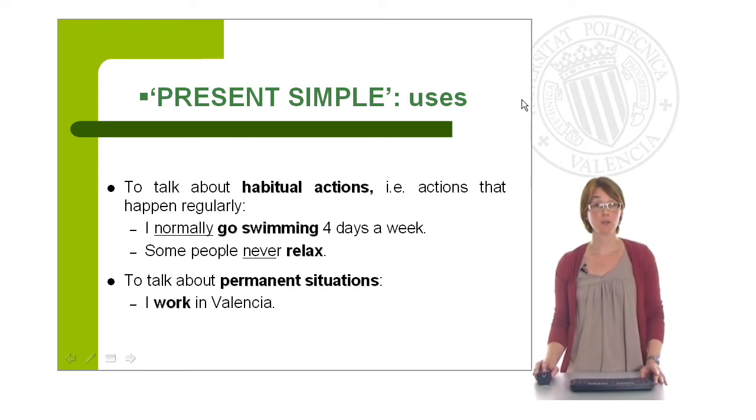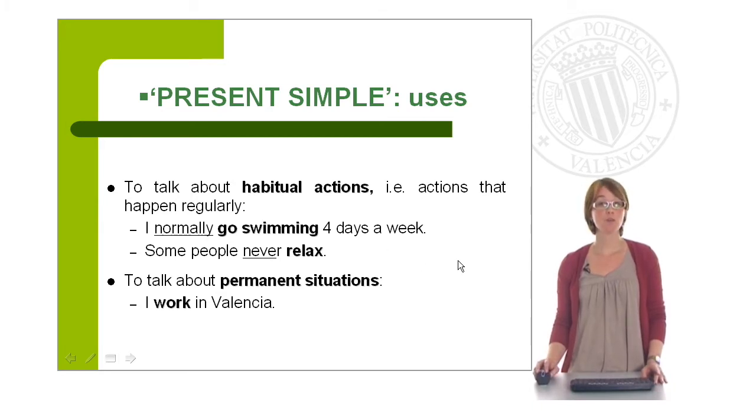Right, let's start with present simple. We normally use present simple when we talk about habitual actions. This means actions that happen regularly. For example, I normally go swimming 4 days a week, or some people never relax. Notice that we tend to use adverbs of frequency with present simple, such as normally and never here. Present simple is also used to talk about permanent situations. For example, I work in Valencia.